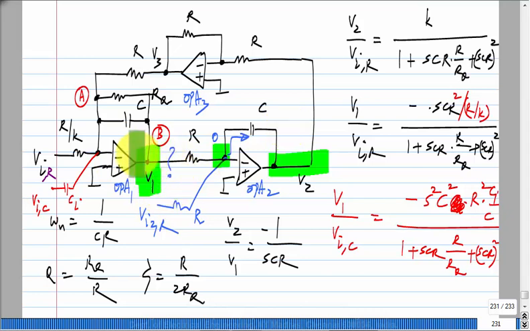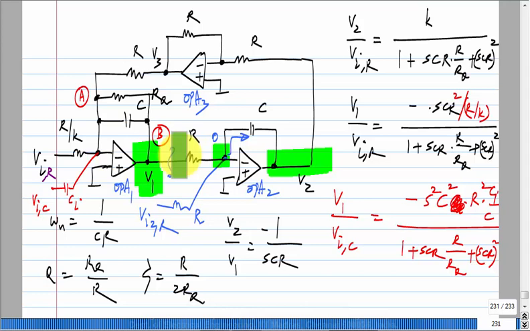In this case, what happens is V1 will be low pass and V2 will be band pass, or some sort of band pass. It's not exactly, you can guess what it will be from the transfer function V1 by V2 through this whole thing. You can guess it will have a band pass plus low pass combination. Okay.